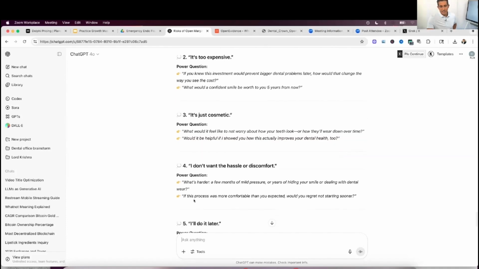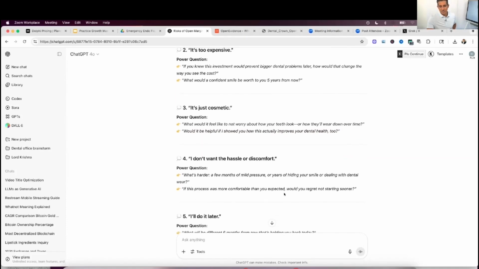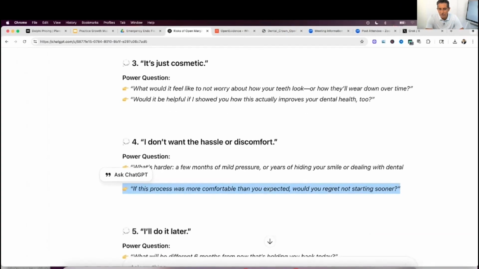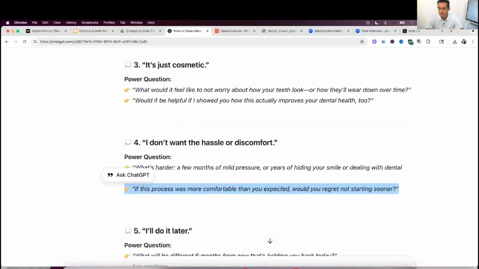I don't really love that one. If this process was more comfortable than you expected, would you regret not starting sooner? Ooh, I love this one, guys. So look at this. If this process was more comfortable than you expected, would you regret not starting sooner?